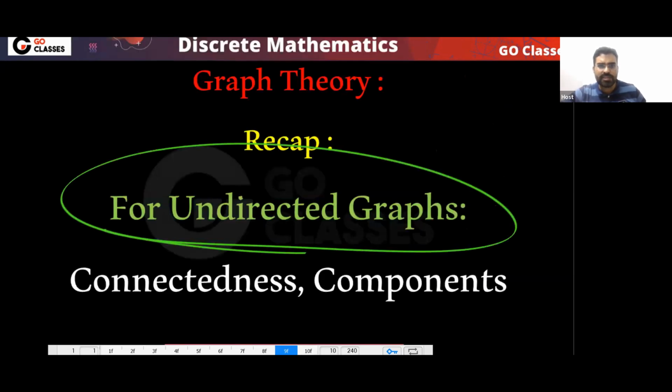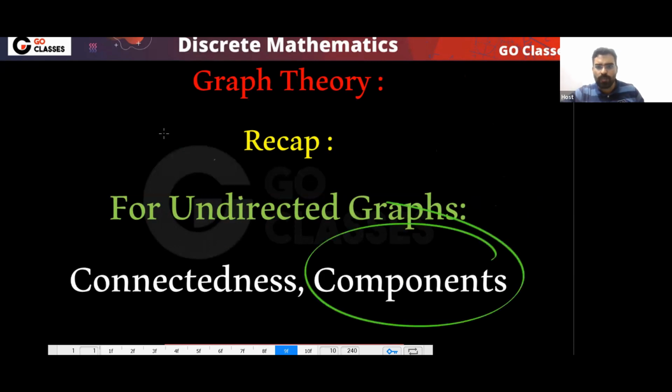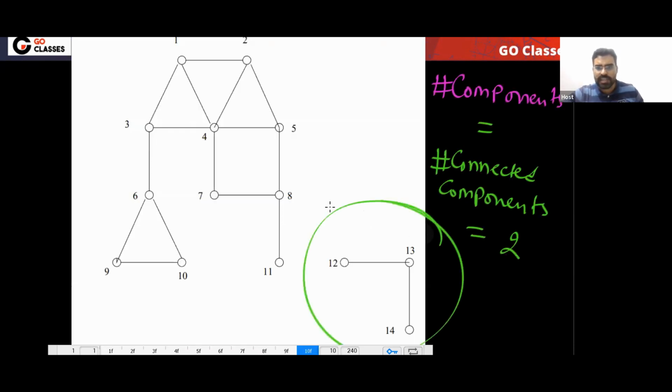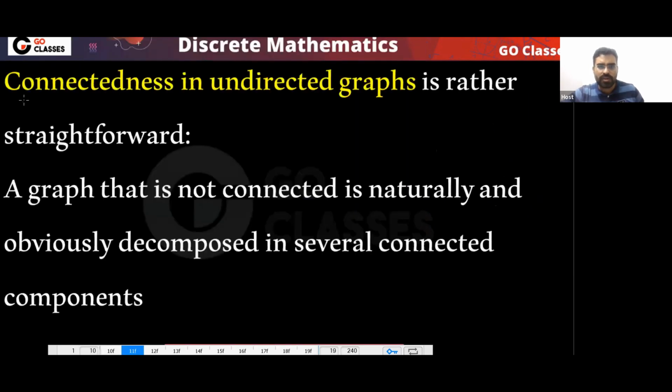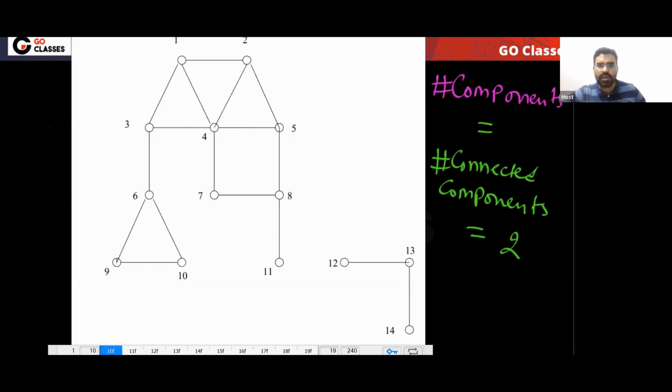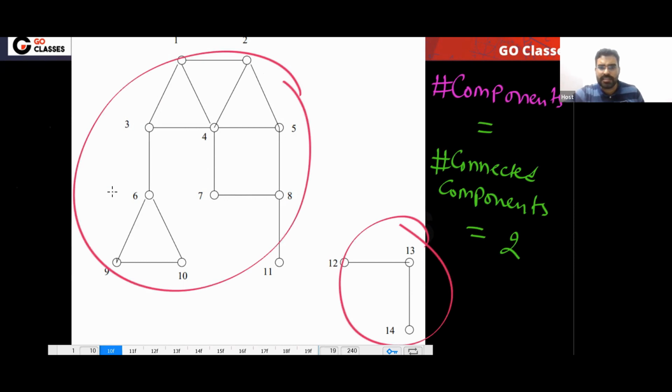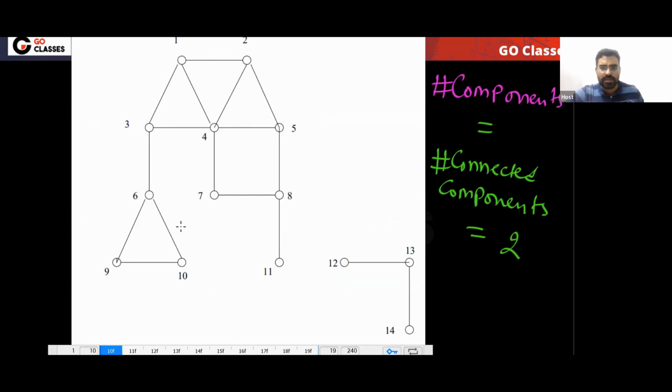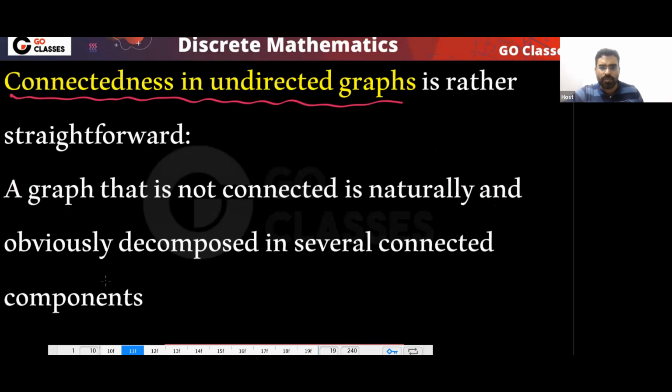For an undirected graph, this is very easy. What is a component? A component is like an island. We have already seen this. So connectedness in an undirected graph is straightforward. If you look at this graph, you can notice that this and this are not connected. You can clearly see there is a gap. So a graph that is not connected is disconnected into components.